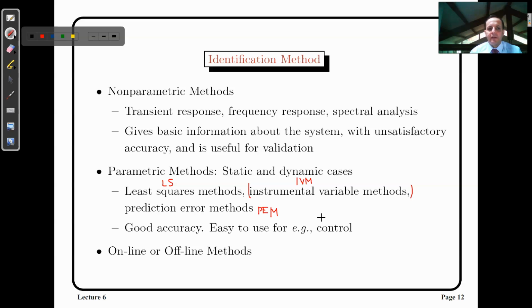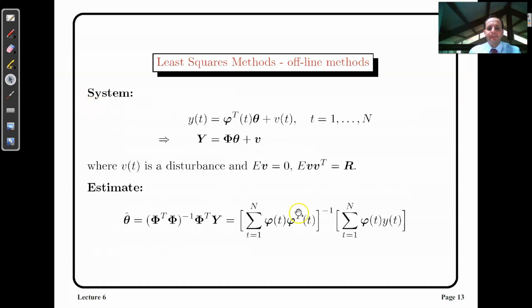This is the approach. The other consideration should be devoted to the case of online or offline methodologies. We saw that most of the cases are offline. The online refers, for example, to the simplest methodology using the least square approach, but it needs to be carefully investigated, depending again on your application. So I just want to revise the method.